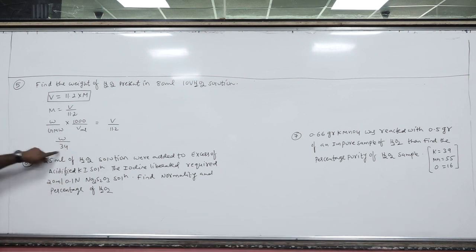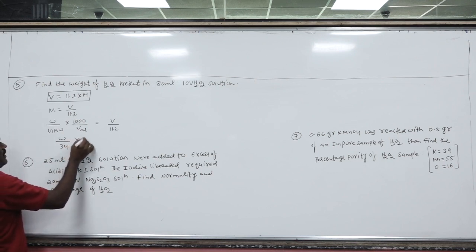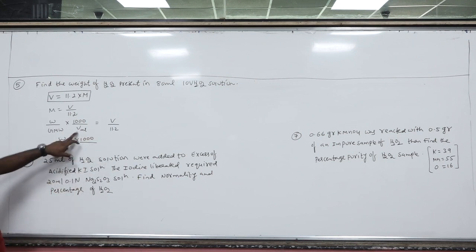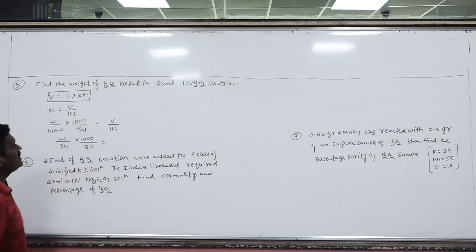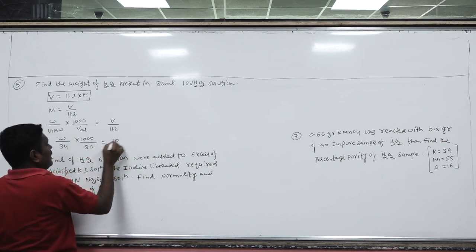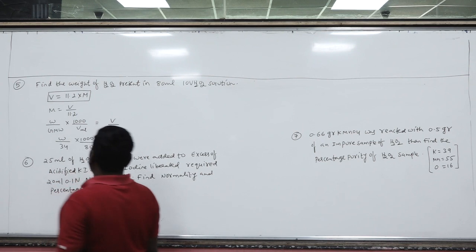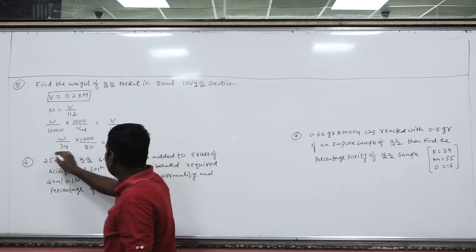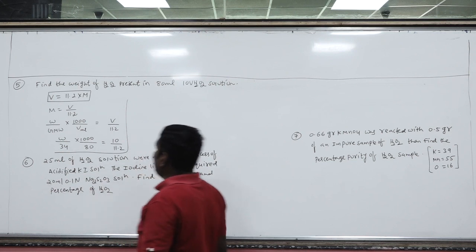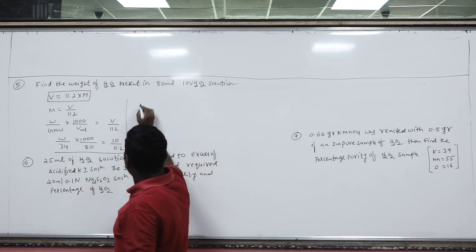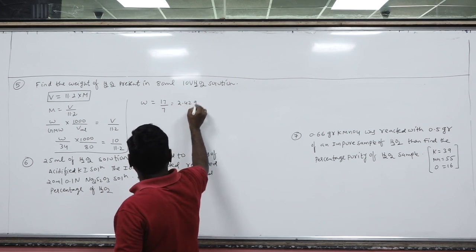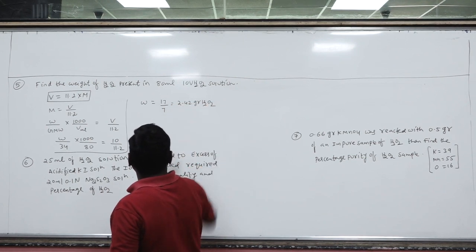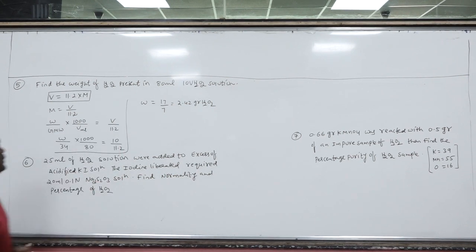Hydrogen peroxide molar mass is 34, into 1000 divided by the volume of the solution given to you, 80 ml, is equal to the volume strength given to you, 10 volume strength, divided by 11.2. From this we can calculate the weight of hydrogen peroxide, which is 17 by 7, approximately 2.42 grams of H2O2 present in the 80 ml of a 10 volume H2O2 solution.